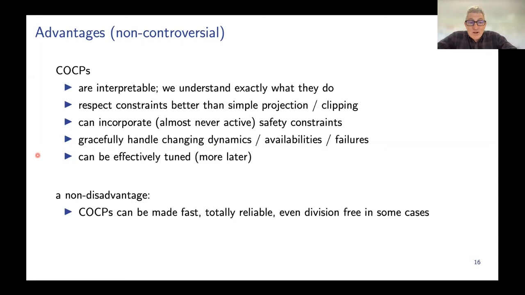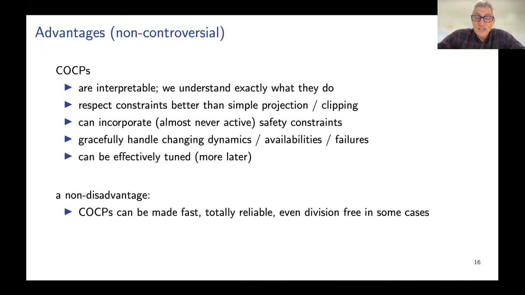The other one, as I already mentioned in the context of actuator allocation, is this very gracefully handles changing dynamics, availabilities, and failures, right? Because if the dynamics change, if there's a failure of an actuator or a sensor or something like that, then all you do is you change the optimization problem you're solving and you proceed, right? And they can be very effectively tuned. I'm going to say a lot about that in a bit.